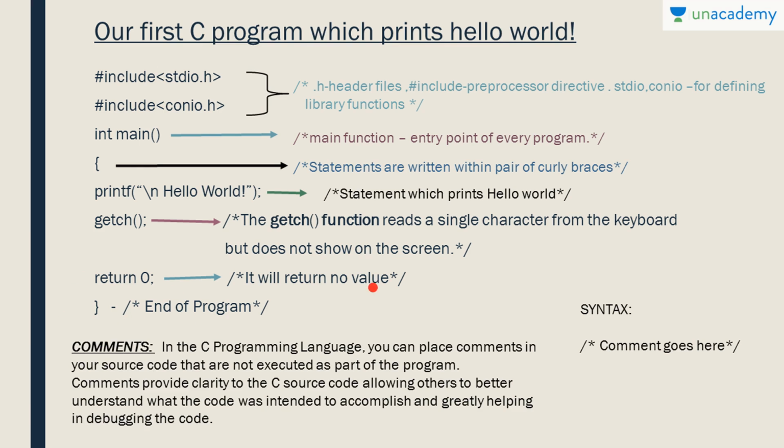As you see here, these are all known as comments, because they enable you to remember what you have written, why you have written the code, and the purpose of the code. In the C programming language, you can place comments in your source code that are not executed as a part of the program. Comments provide clarity to the C source code, allowing others to better understand what the code was intended to accomplish, and quietly help in debugging the code, as I told you earlier. This is the syntax of how you specify a comment in C.